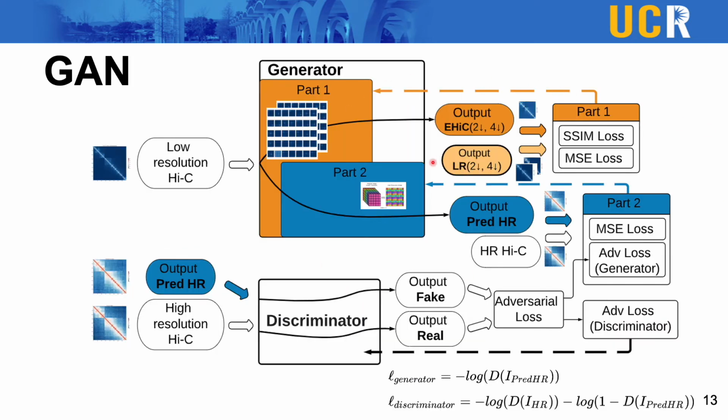Here is the framework of the generative adversarial network. The generator has two parts: extracting rank 1 features in part 1 and upsampling in part 2. The model updates the two parts separately. For part 1 in orange, the model applies structure similarity loss function and L2 loss function to approximate the low-resolution HiC matrix. Part 2 uses L2 loss function and adversarial loss function for predictions. Based on adversarial gaming, the adversarial losses are negative log likelihood loss functions in the generator and discriminator.